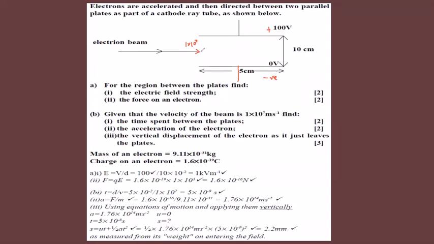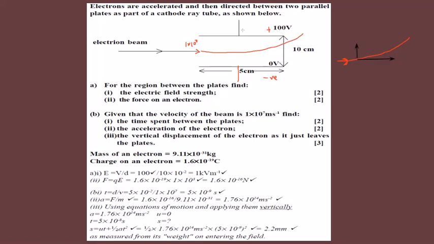So what happened? This beam of electrons, as the higher potential plate is positive and the lower potential plate is negative, the positive plate will attract the electron, so the electron will deflect or follow a curved path. As this electron follows a curved path, its velocity will have two components. What are the two components of the velocity? One is a horizontal component and another one is a vertical component of velocity.